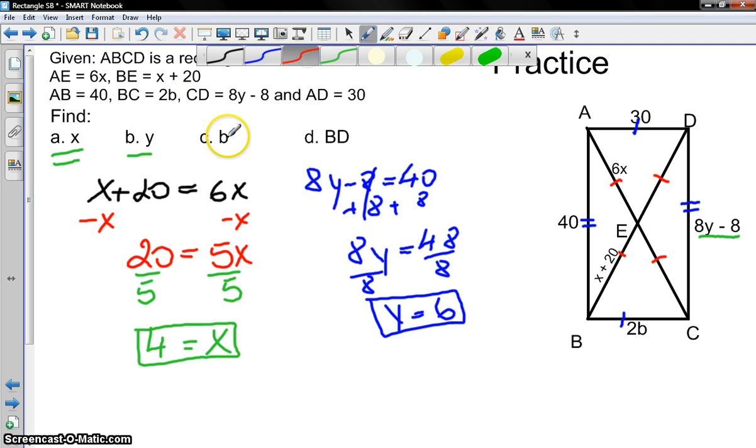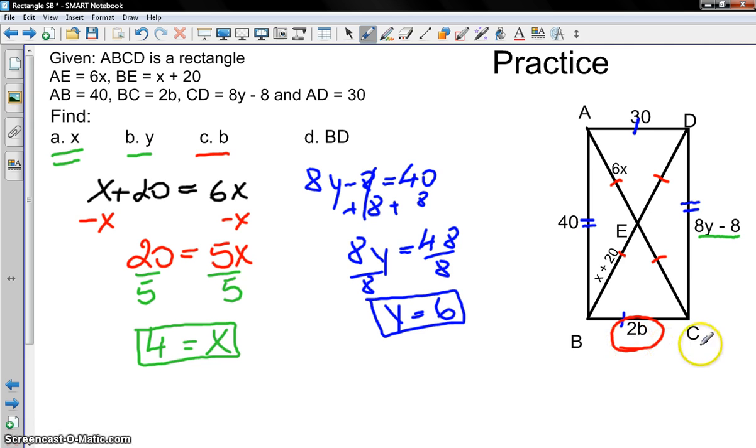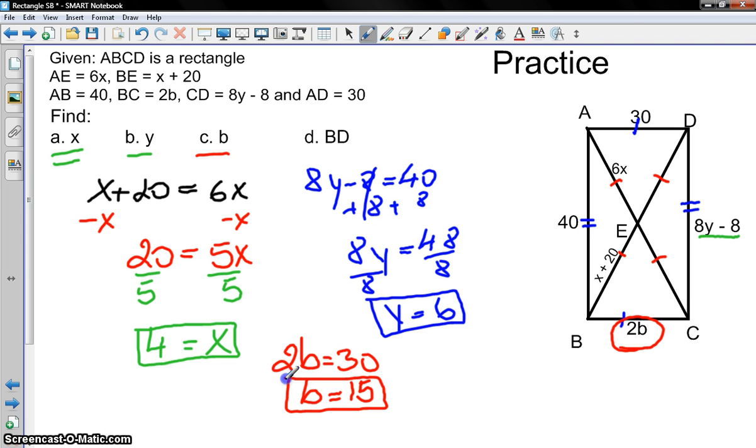Alright, moving forward, C says that I need to find the value of b. Now I'm looking at my picture, b is located over here. Now I also know that BC is congruent with AD. So I'm going to go forward and say 2b has to equal 30, which gives me a b value of 15, because when I divide 30 by 2, I get an answer of 15. So that's going to be the b value.